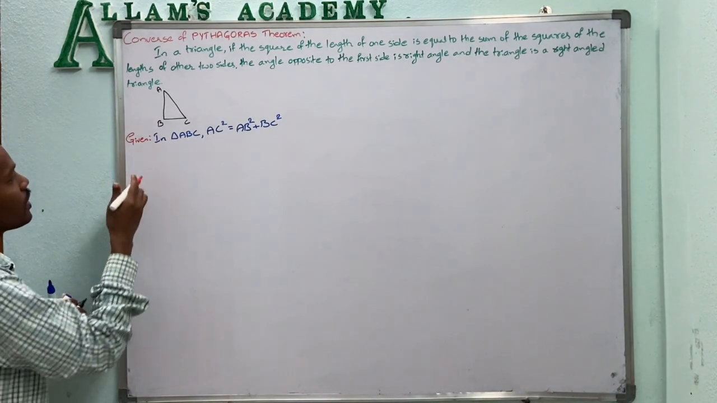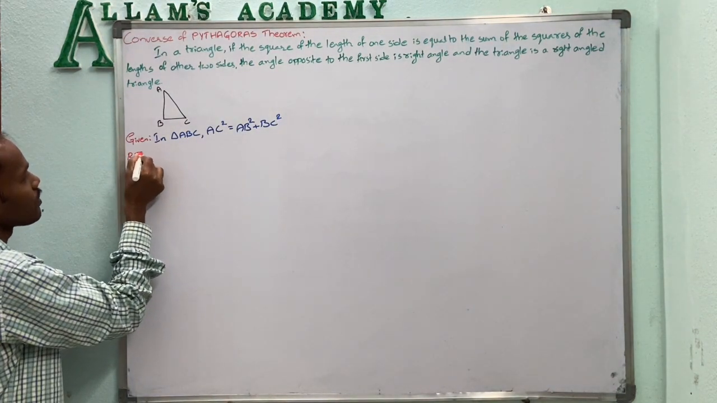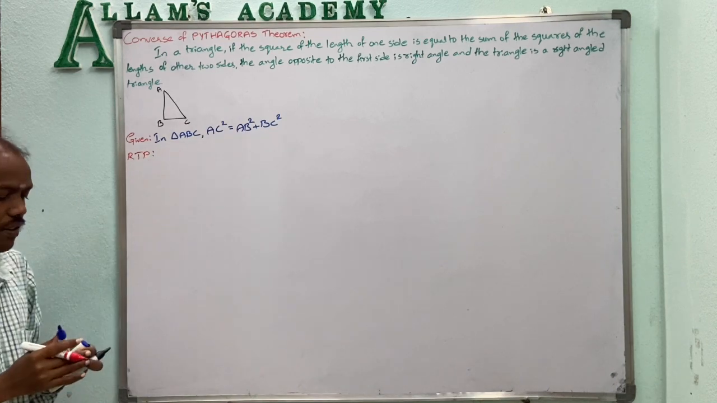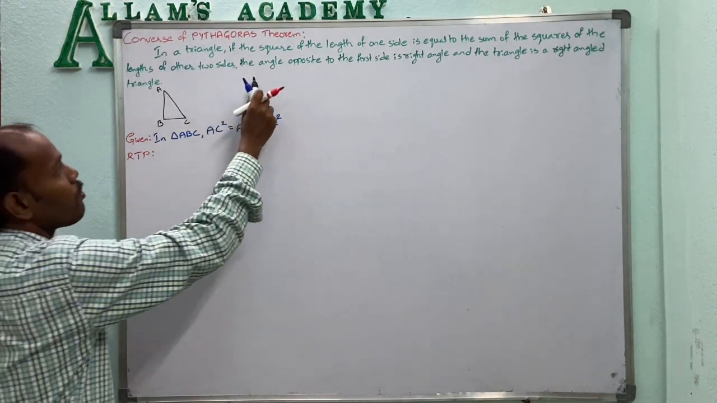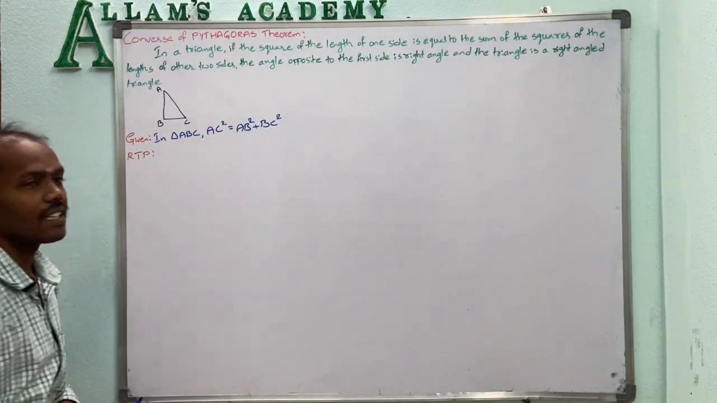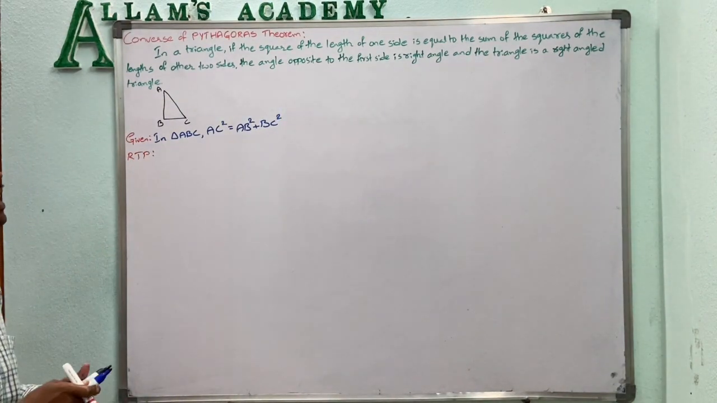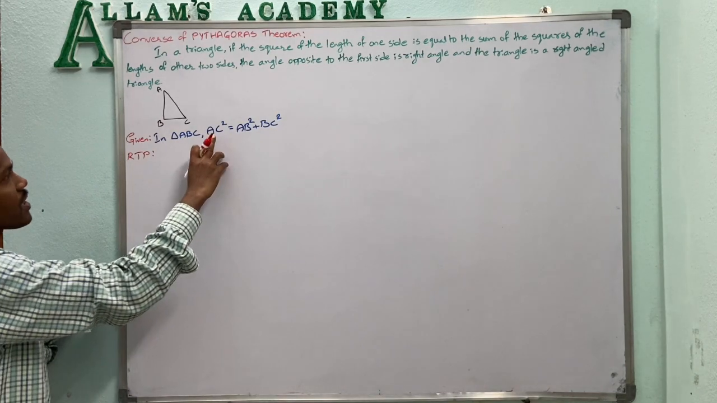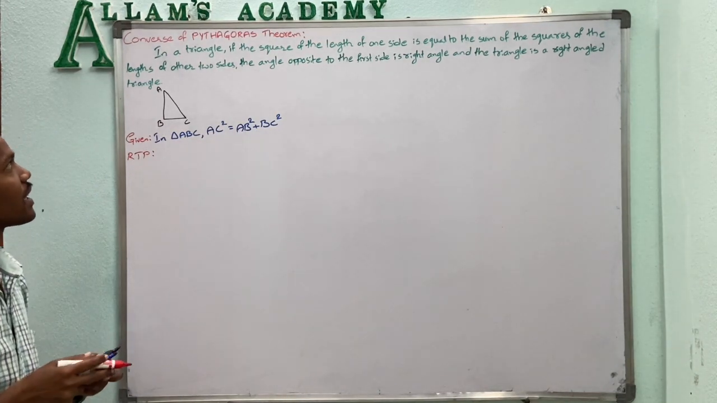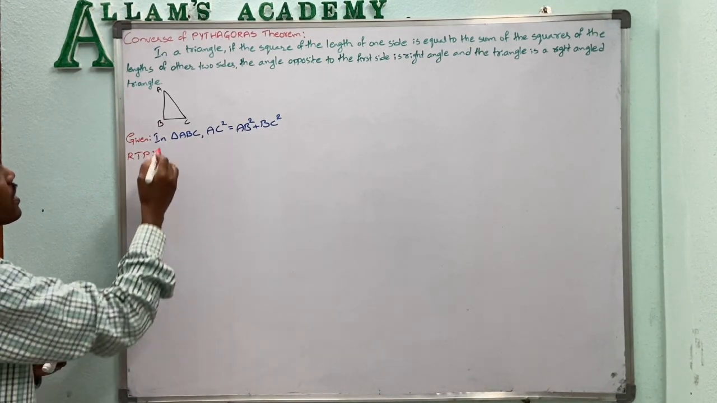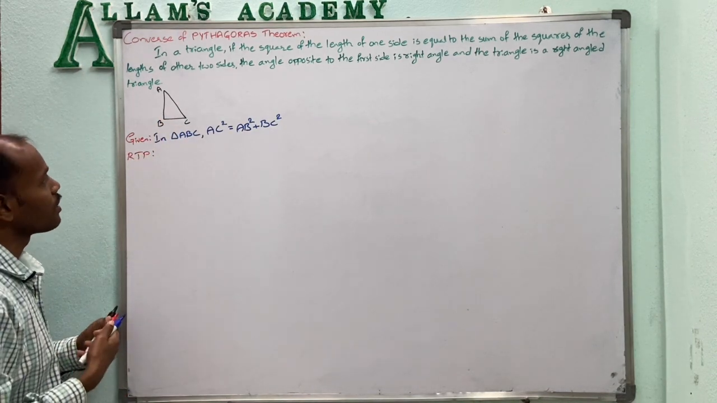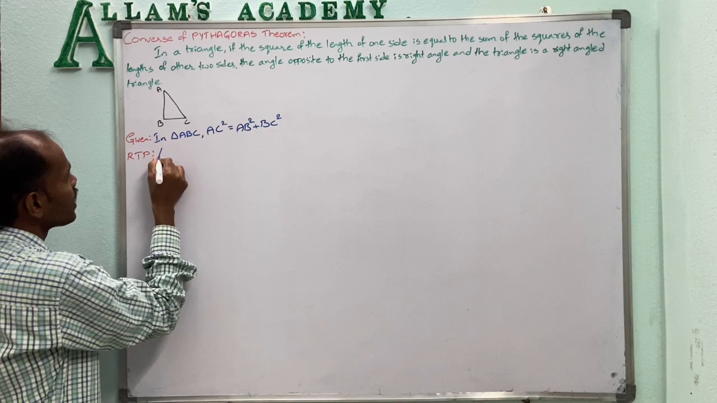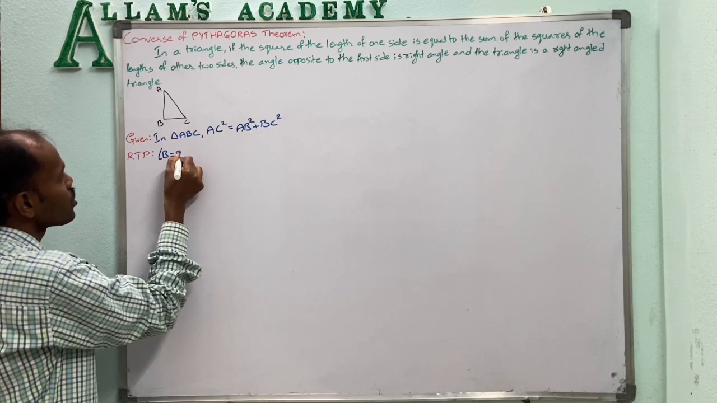Okay, now the RTP. Here we have to show that the angle opposite to the first side is a right angle. That means the first side AC is taken, and the angle opposite to AC is B. So we have to show that angle B equals 90 degrees.